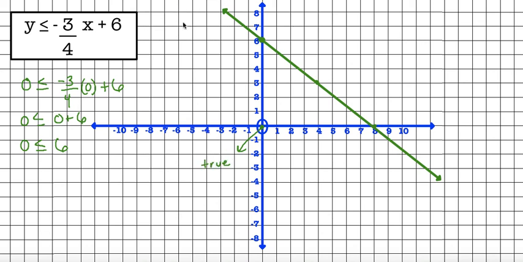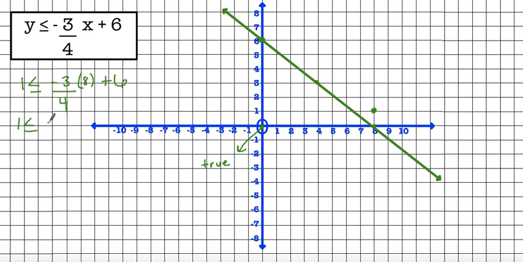And so now we're going to test out another coordinate on the other side of the line to see if it is true or not true. So I'm going to pick the coordinate 8, 1. So I'm going to substitute y with 1. So 1 is less than or equal to negative 3/4x plus 6. Sorry, I forgot to substitute the x with 8. So times 8 plus 6.